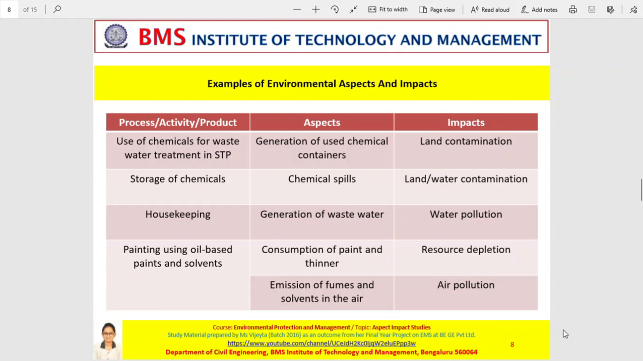The aspect for this would be consumption of paint and thinner. The impact would be resource depletion. And another aspect for the same would be emission of fumes and solvents in the air, for which the impact would be air pollution. Moving on to the next slide, slide 9.